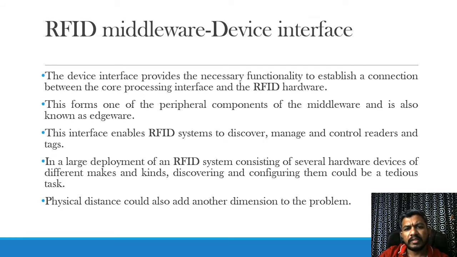The device interface is the link between the RFID hardware and the core processing interface. The device interface provides the necessary functionality to establish a connection between the core processing interface and the RFID hardware. It is one of the most important components of the middleware, and it is also known as the edgeware. This interface enables the RFID system to discover, manage, and control both the readers and tags.